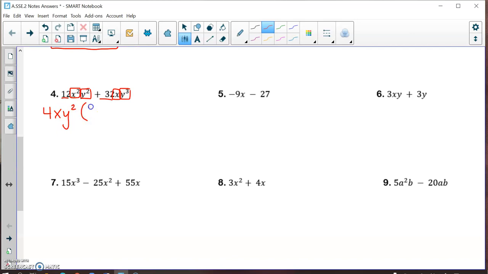12 divided by a 4 is a 3. I had 2 x's, I took out 1, so I'm left with 1. I had 2 y's, I took out 2, so I'm not left with any more y's in that term.